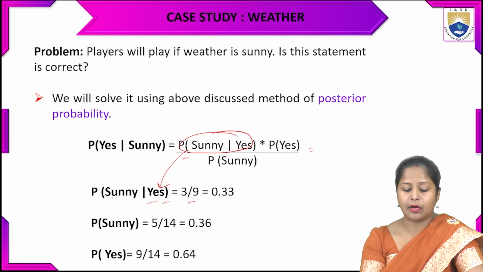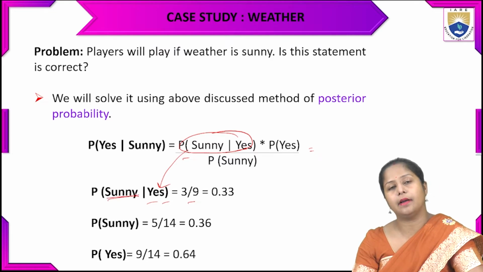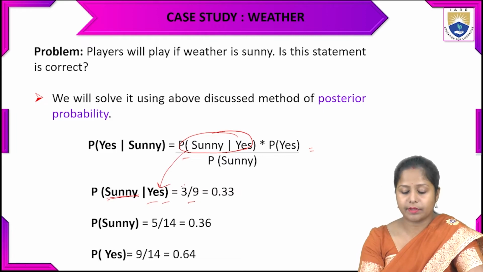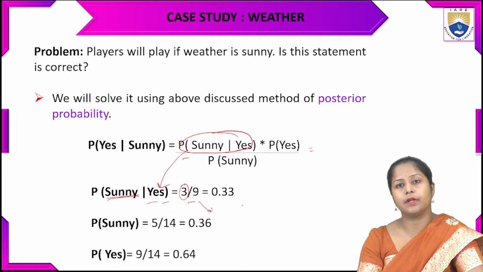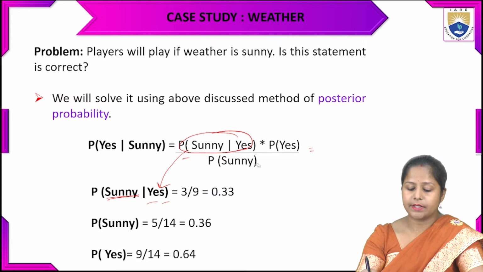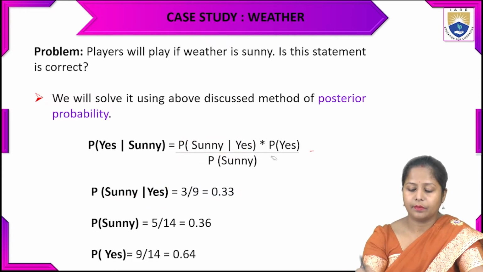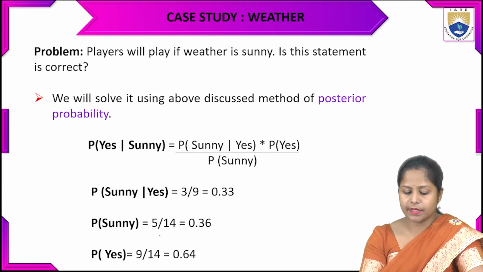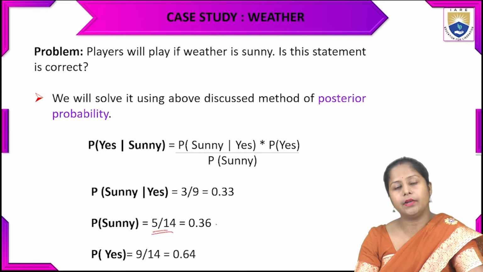So how many times sunny is appearing if the weather is yes. That calculation will be 3 divided by the total, which is 9. So the probability comes as 0.33, right? From that same table, now we will calculate the probability of sunny. So the probability of sunny is 5 divided by 14.